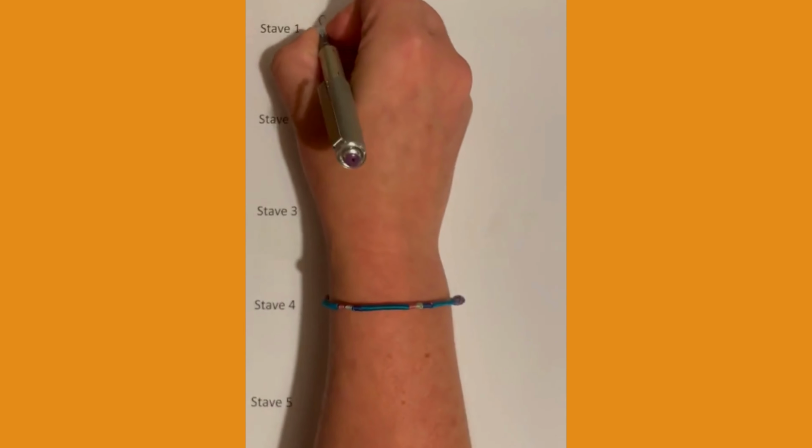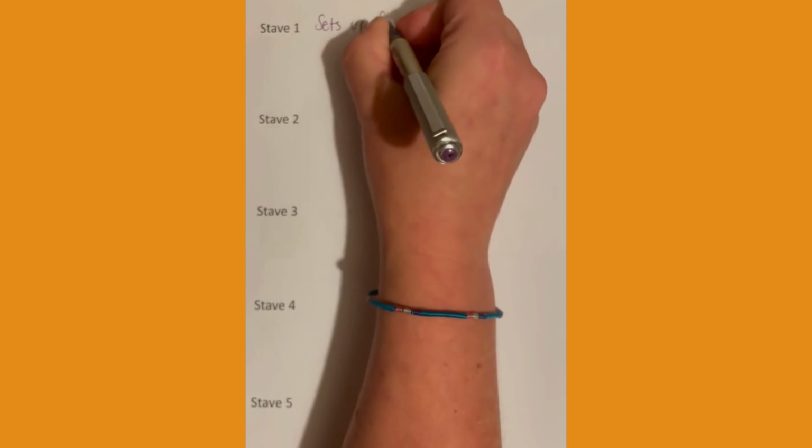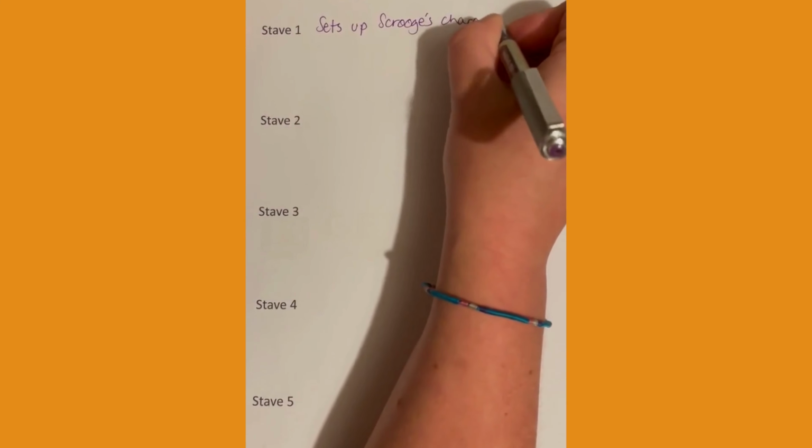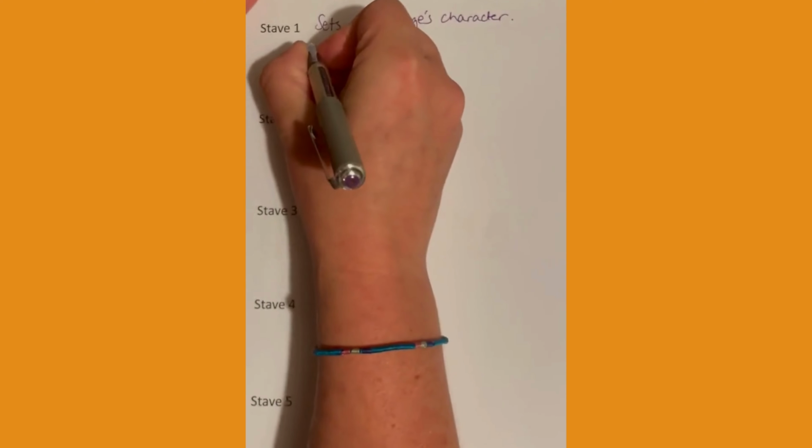and how we get that redemption. Stave 1 is all about setting up Scrooge as an irredeemable character, someone who is cruel and cannot be changed. So stave 1 sets up Scrooge's character. Within that stave we are introduced to his nephew who comes to ask him to visit for Christmas. Scrooge says no. We are introduced to Bob Cratchit, who asks for a little bit of extra coal and a little bit more money, and Scrooge says no. And so we already have quite a negative view of Scrooge.